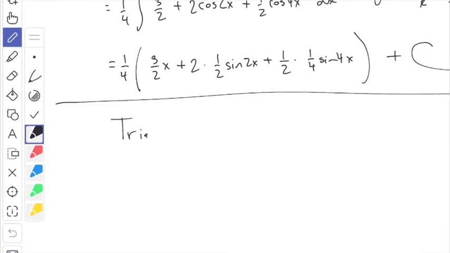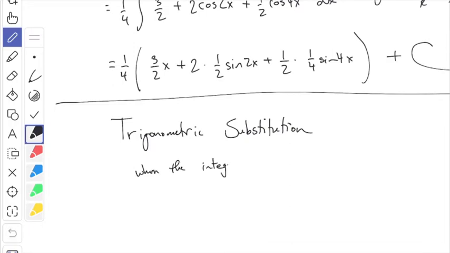It's called Trigonometric Substitution. The one we just did is called Trigonometric Integrals. That is integrals which have sines and cosines on the inside. Trig substitution is about when the integral itself doesn't have trig functions in it. So this trig substitution is used not for things which already have sines and cosines in them, but when the integral doesn't have trig functions inside.